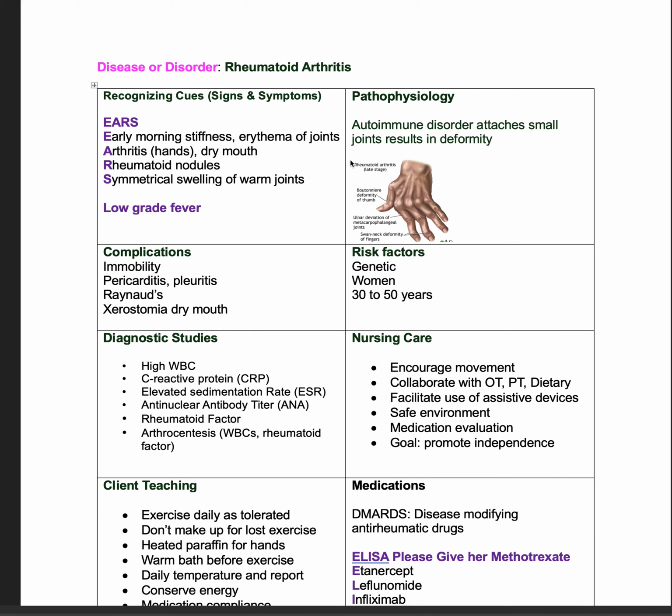The ANA, which is an anti-nuclear antibody titer, and the ESR stands for erythrocyte sedimentation rate. Rheumatoid factor is also an inflammatory marker, and it's nondescript, meaning just because your rheumatoid factor is elevated, it doesn't necessarily mean you have rheumatoid arthritis, but it will be elevated in people with rheumatoid arthritis, okay? They could do what's called an arthrocentesis, which is where they will take fluid out of the synovial fluid, which is in your joints. They will take that and look at it, and it will show WBCs and rheumatoid factor.